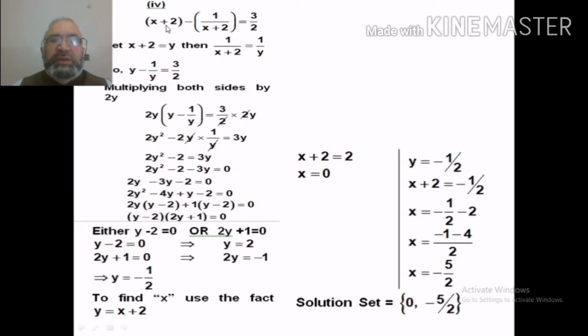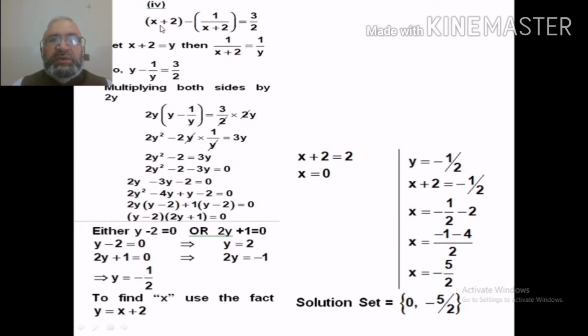If we look at the equation, x plus 2 minus 1 over x plus 2 is equal to 3 by 2. This is not quadratic. So first of all, we change this into quadratic form. The second method, this equation is called a reciprocal equation. Here x plus 2 minus 1 over x plus 2. In 1 over something means the reciprocal of the first term.